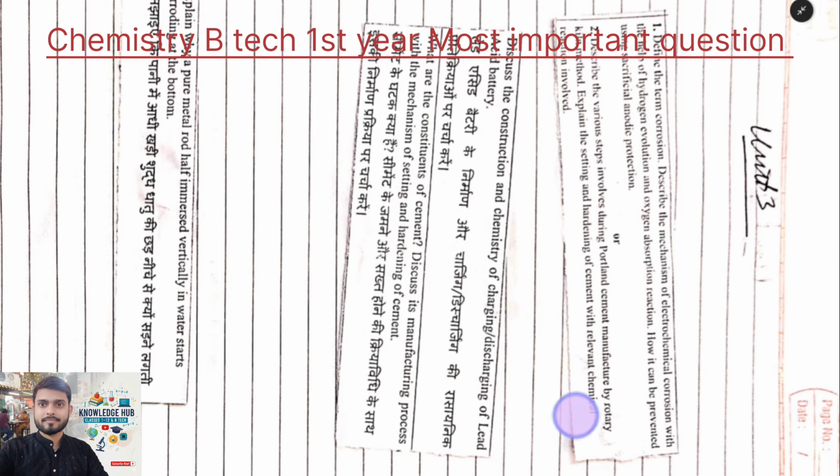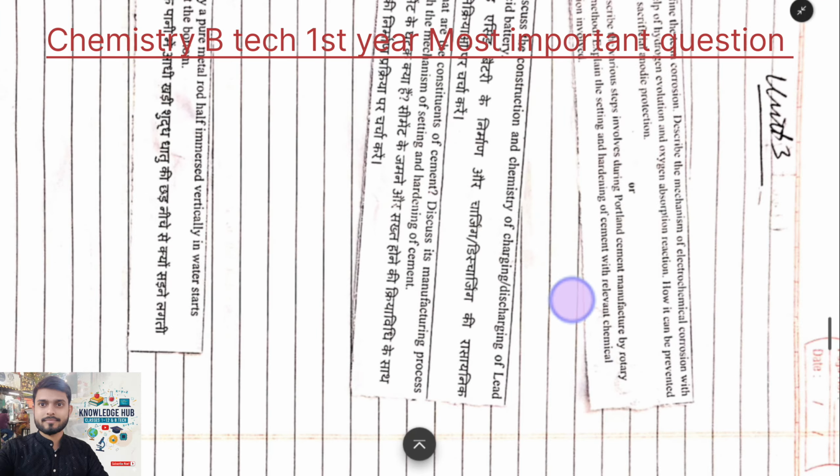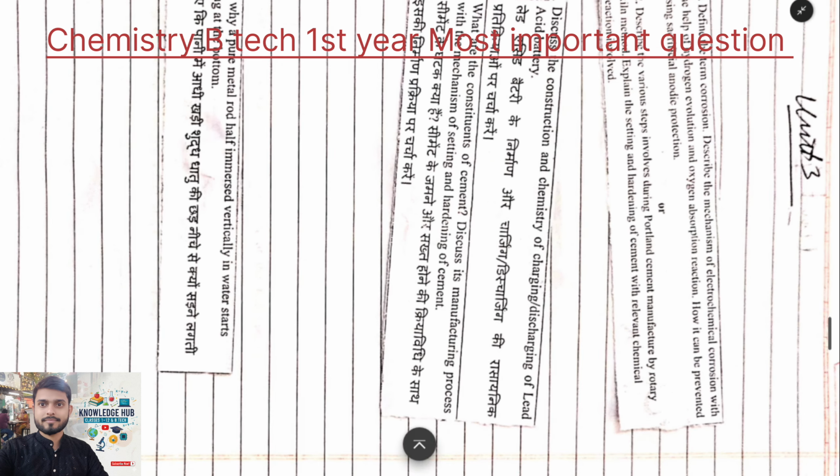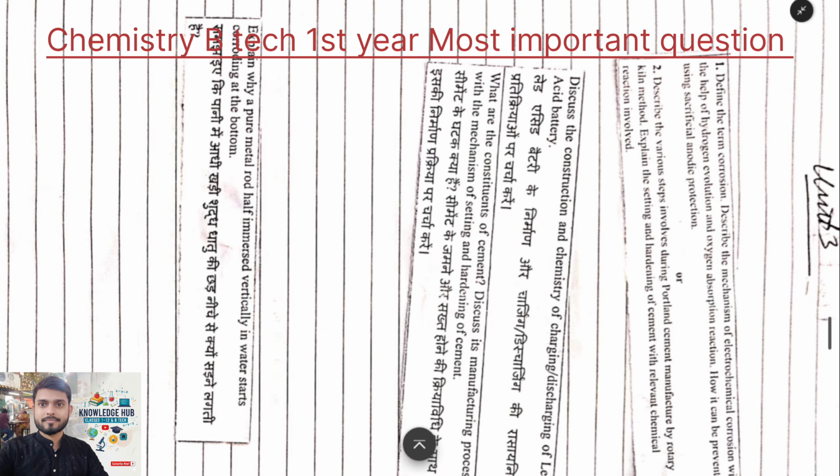Now the second question is: discuss the constituents and chemical reactions of charging and discharging of a lead acid battery. What are the constituents of cement? Discuss its manufacturing process with the mechanism of setting and hardening of cement. Explain why a pure metal rod partially immersed vertically in water gets corroded at the bottom.